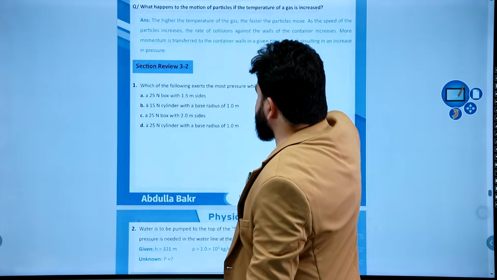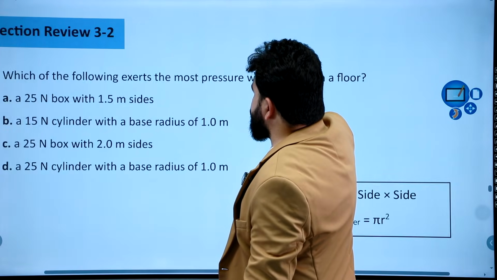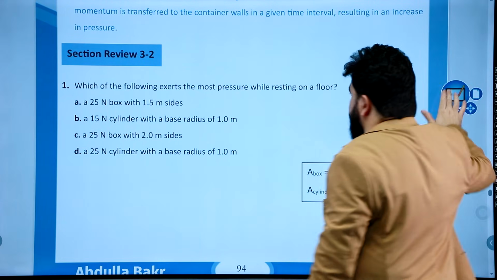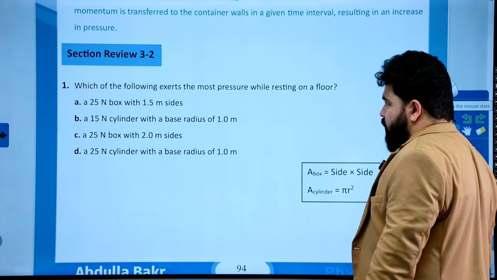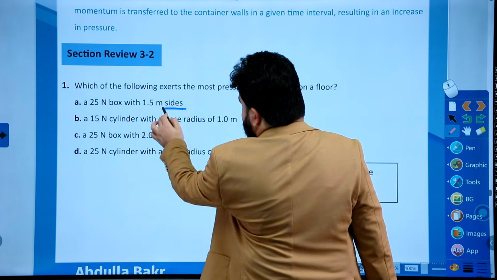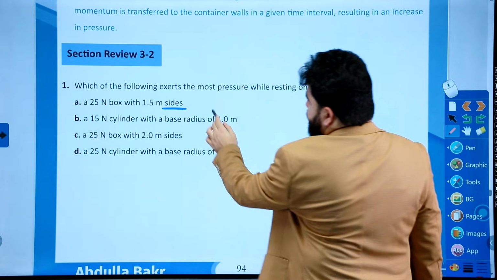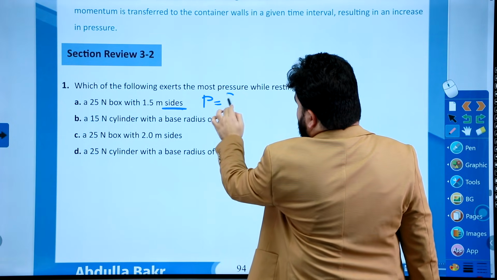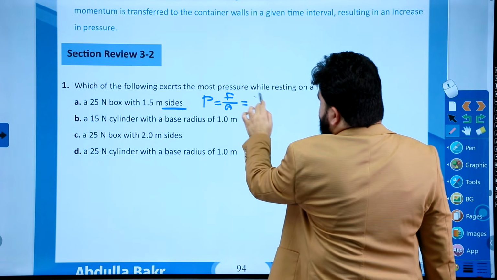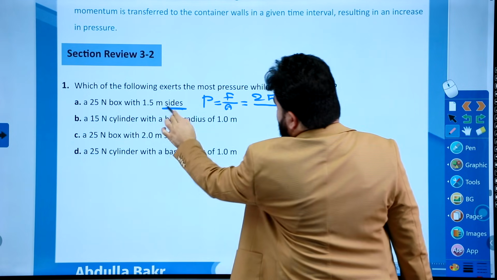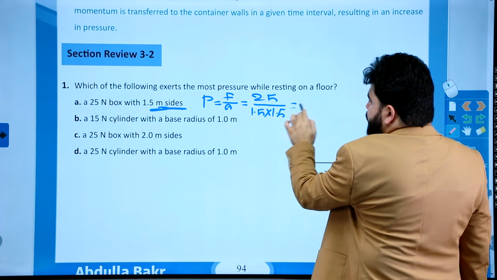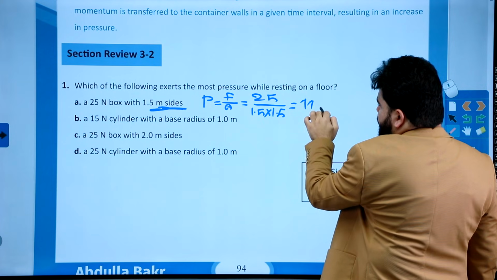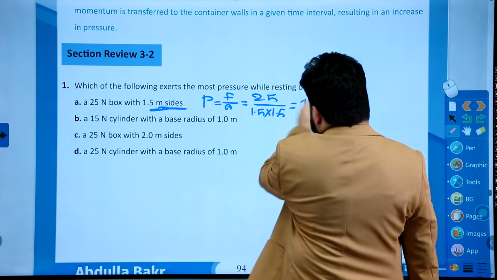Question 1 here. Which of the following exerts the most pressure while resting on a floor? So you have sides, okay? You know pressure is equal to force divided by area. Force is equal to 25, because you have 1.5 sides. So 1.5 multiplied by 1.5, I think you're going to get 11 something Pascal. Okay, this one is the highest.